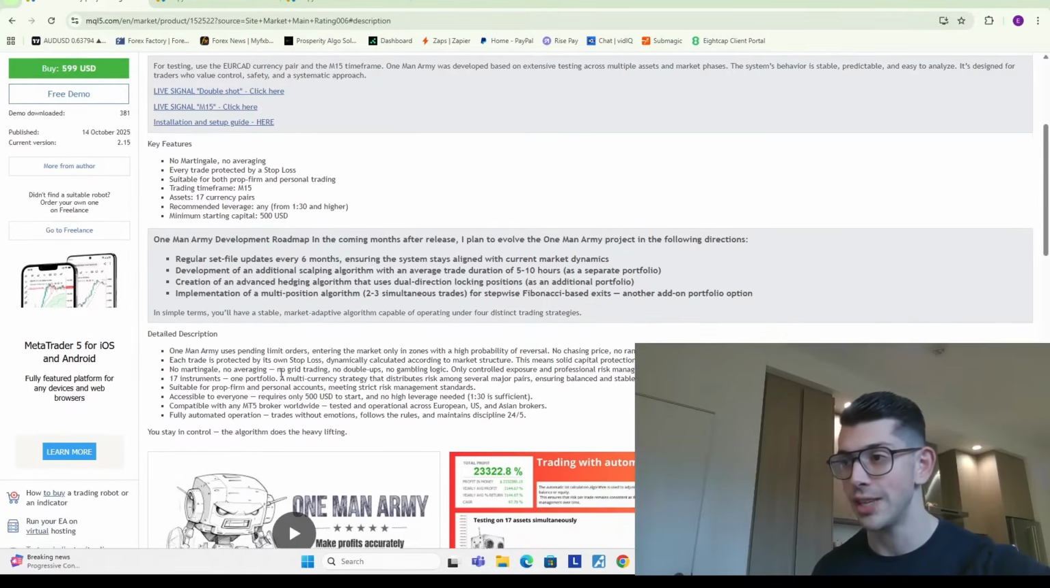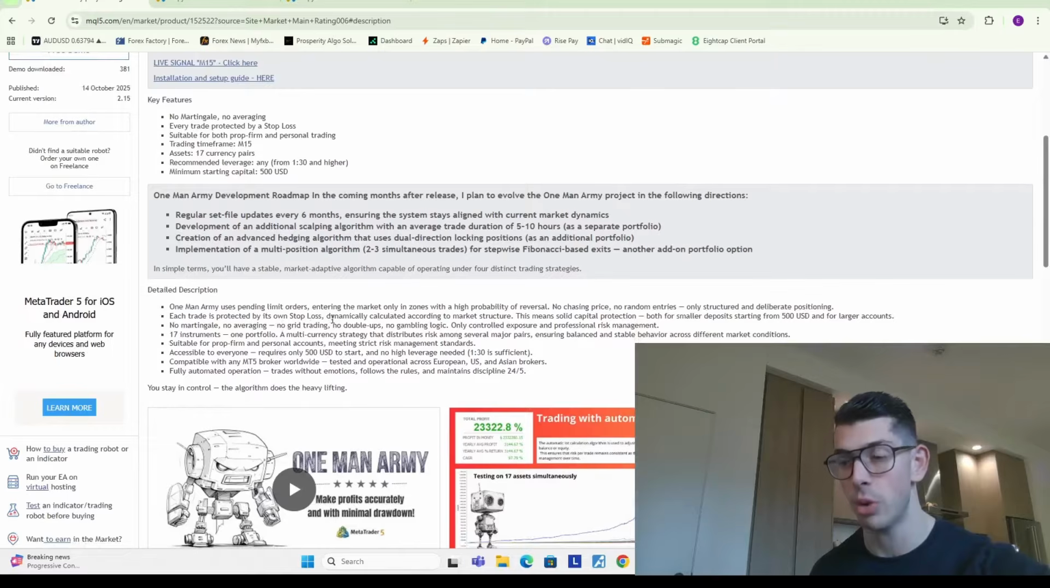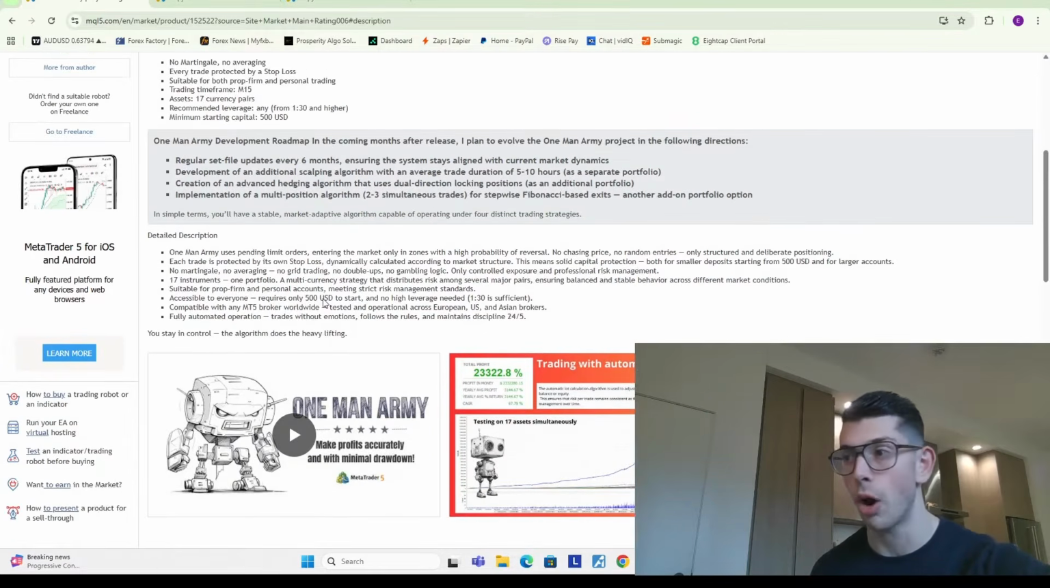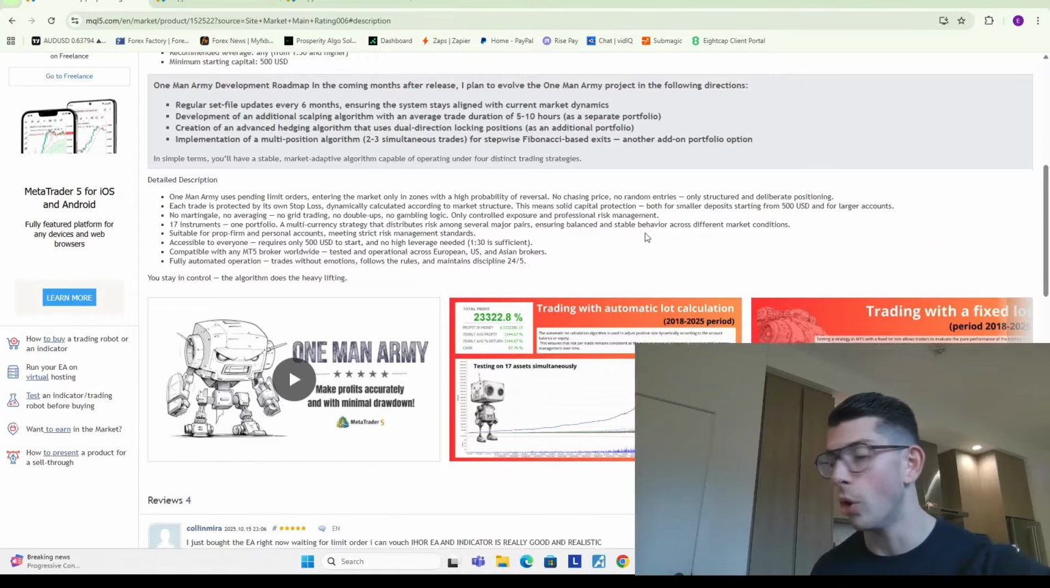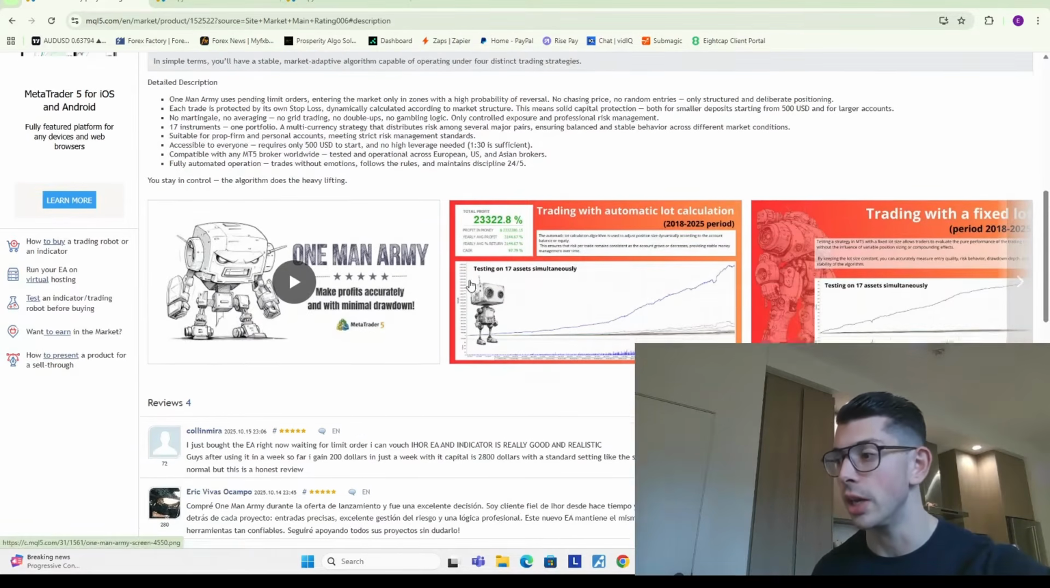So here what he's saying is that this one is using pending limit orders. And this is a bit unique. I know some of his prior ones are based more on market entries, and perhaps that's a unique way of assessing this. At the same time, he's also saying that there's 17 instruments, so it's not maybe as broad as some of his prior ones. And effectively, it's also very compatible with lower leverage as well as most brokers worldwide. So overall, looks very solid.